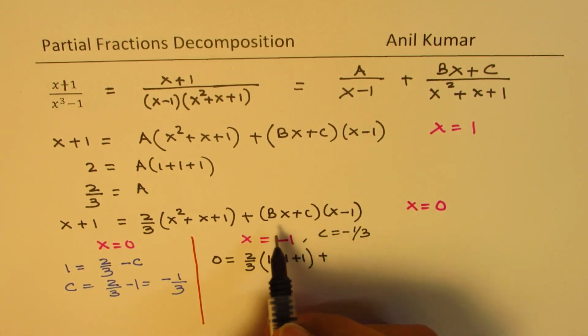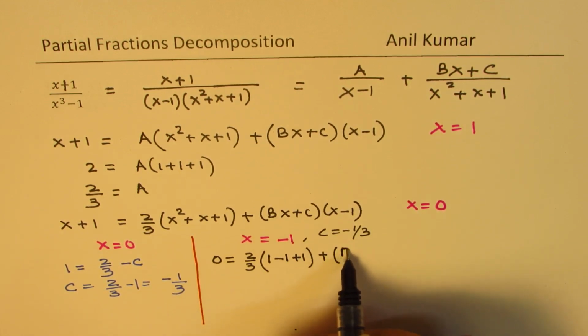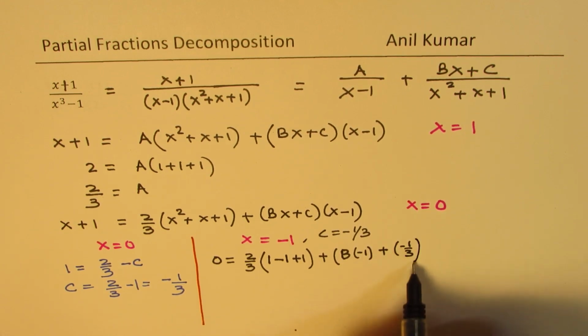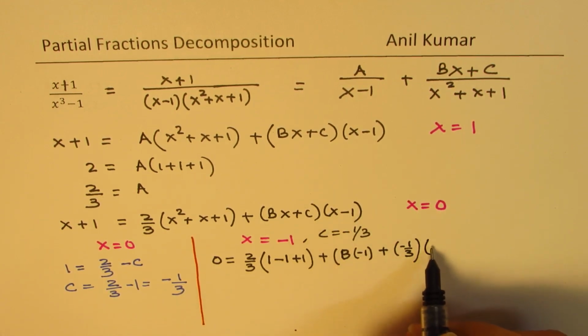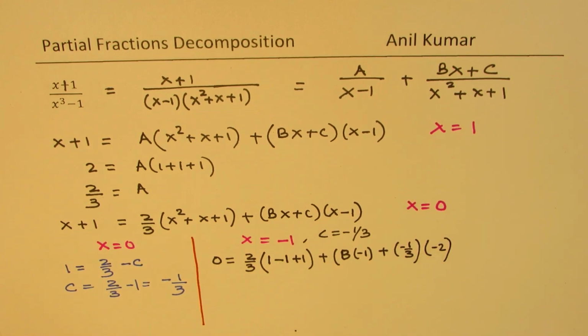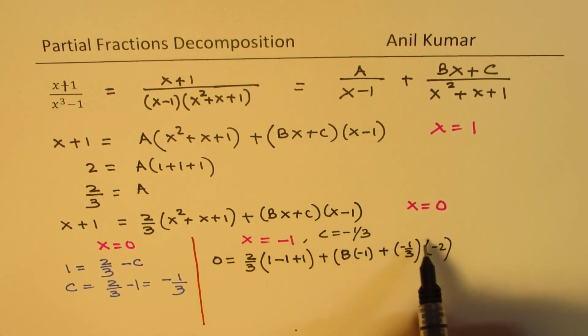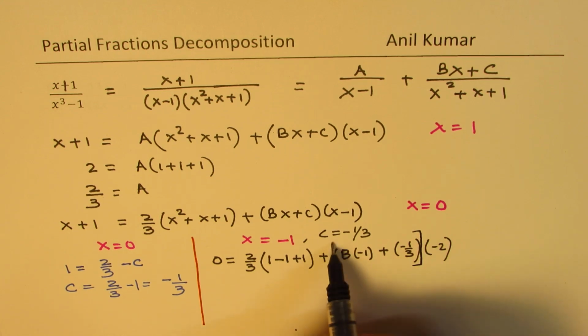plus we have here b times minus 1, plus c, which is minus 1 over 3, right? And minus 1 gives me minus 2 here. So that becomes our equation. Perfect? Okay, so let's try to solve this one. So we have to put a bracket in this term.